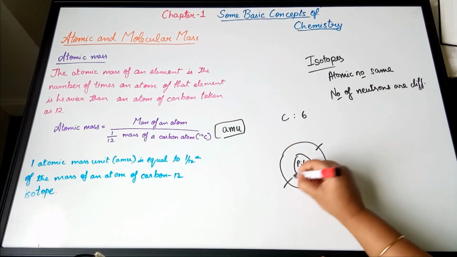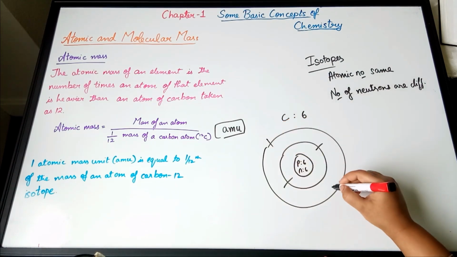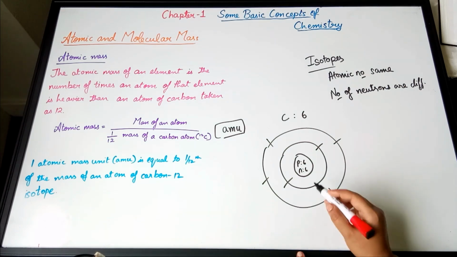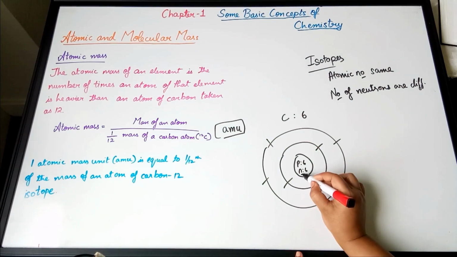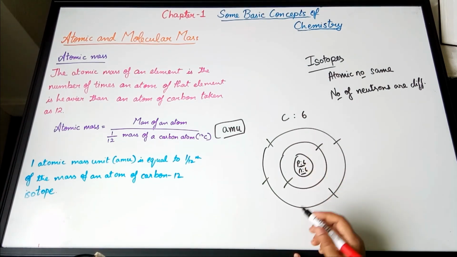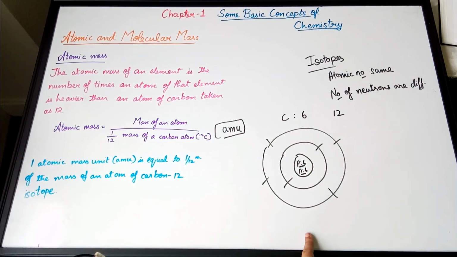So in the first shell, it will have 2 electrons, and in the second shell, it will have 4 electrons, because its valency is 4. Now, here the atomic mass is equal to the number of neutrons plus the number of protons. So, 6 plus 6 equals 12. So, this is the carbon-12 isotope.